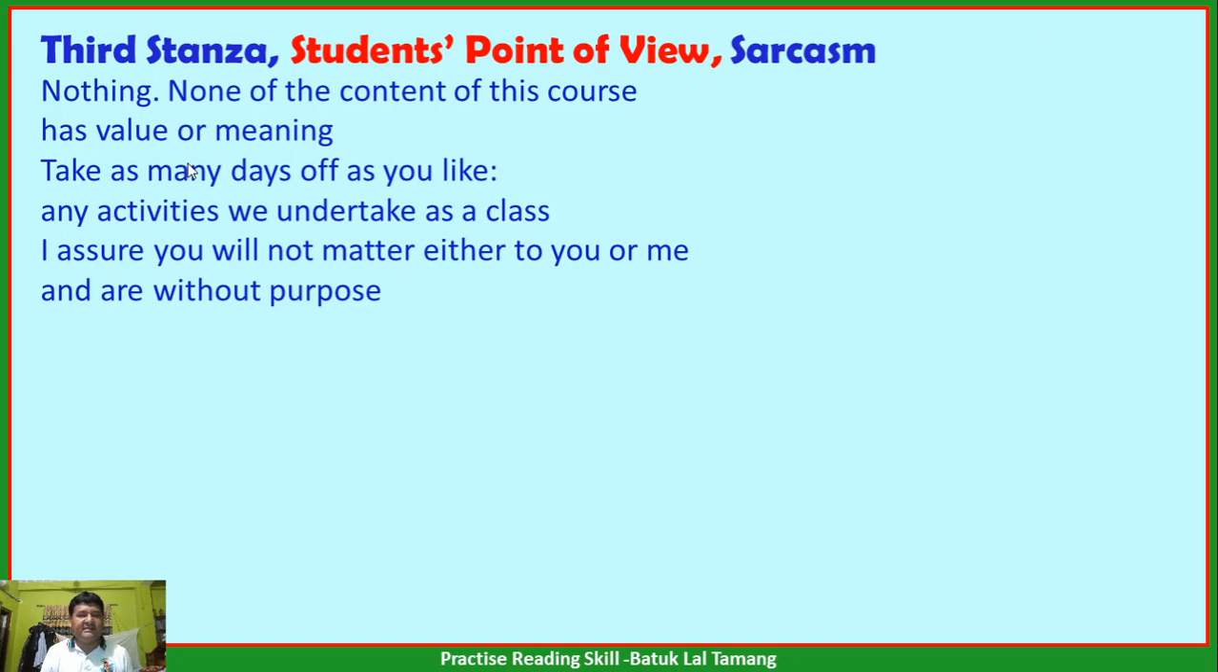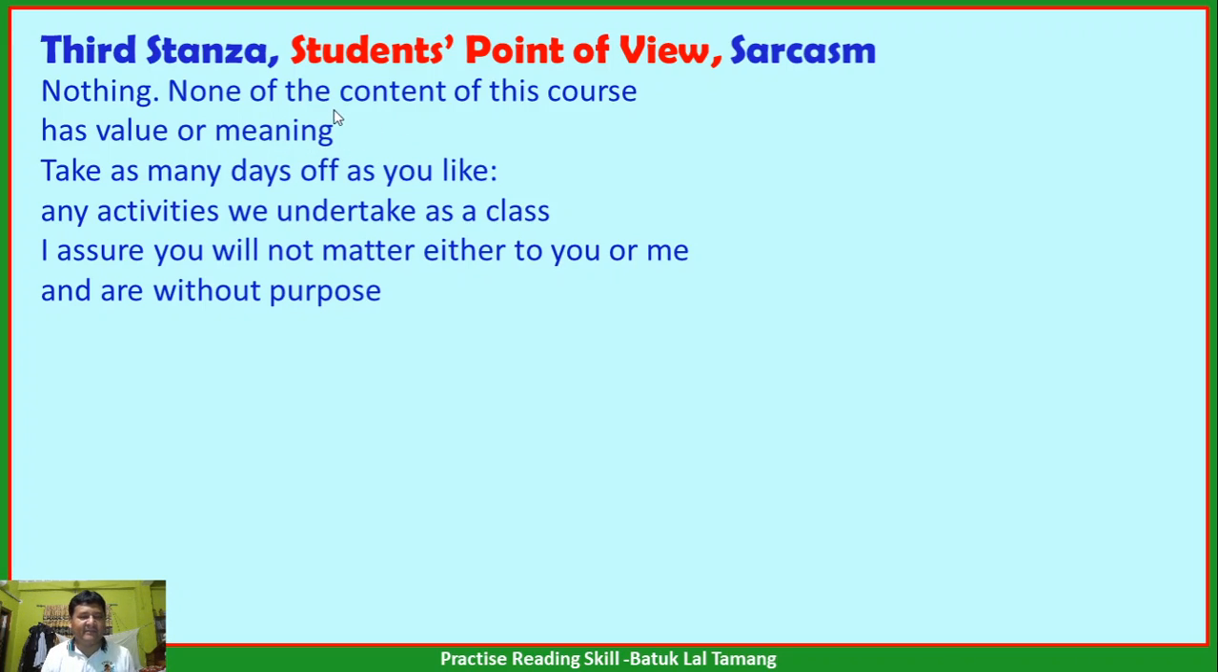So here, this stanza is in a sarcastic tone. The poet is sarcastic here because he actually wants to say one thing, but he is saying it in the opposite way. For example, he missed so many things. However, he is saying that he missed nothing. None of the content of this course has value or meaning. That means he is saying that the content of the course he taught yesterday has great value. It was meaningful. However, he is saying that there is no meaning. None of the content of the course has value, no meaning.